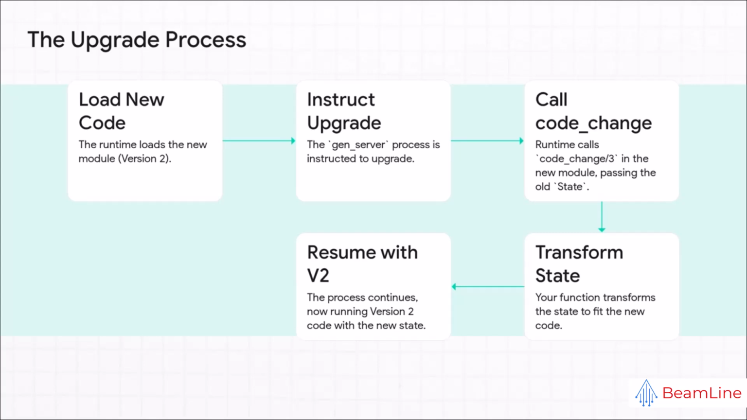Let's walk through the magic trick. First, the system loads your new code, version 2, into memory. Version 1 is still there too. Then, when it's time to upgrade, the system tells the process to get ready. And here's the crazy part. It calls the code change function that's in your new code, and it passes in the current state from the old version. Your job, inside that function, is to convert the old state into whatever format the new code needs. Once you do that, the process just picks up right where it left off, but now it's running version 2 with the perfectly preserved and transformed state. Seamless.